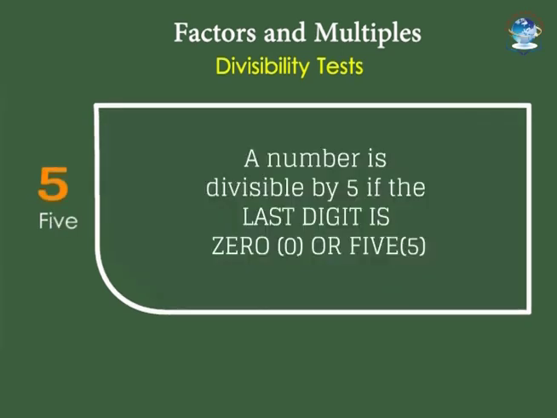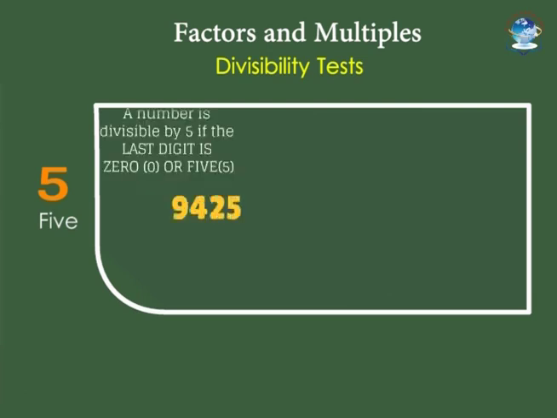A number is divisible by 5 if the last digit is 0 or 5. 9,425 is divisible by 5, and so is the number 480.